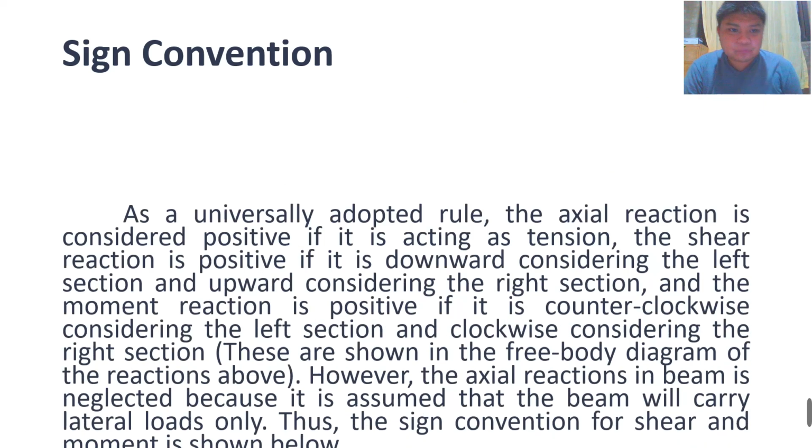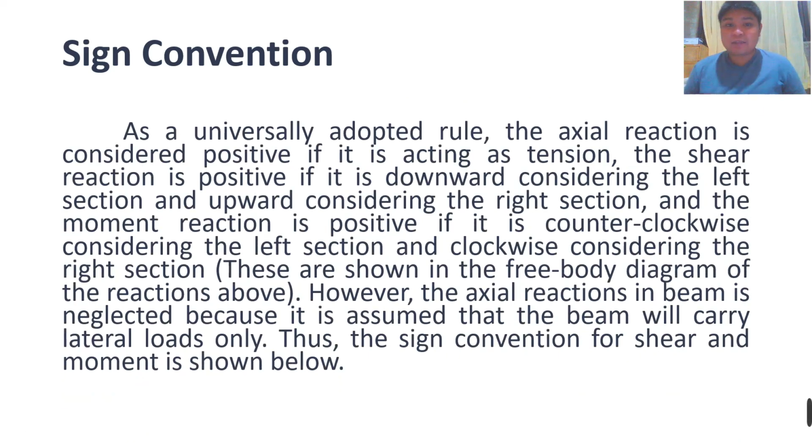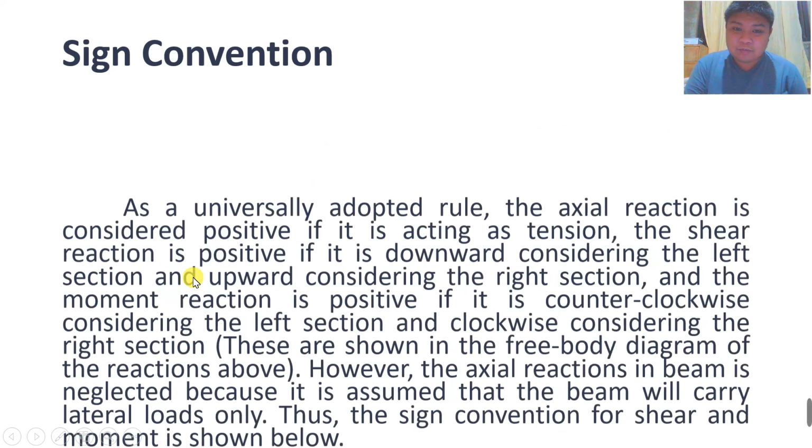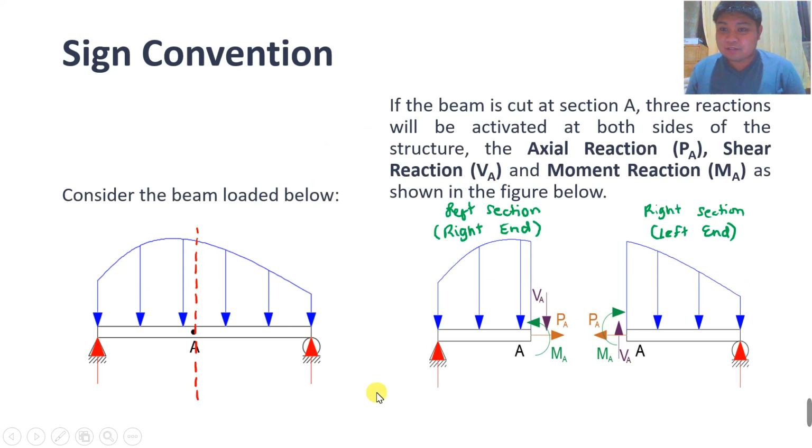So, katulad nga ng kasasabi ko lang, as a universally adopted rule, the axial reaction is considered positive if it is acting as tension. The shear reaction is positive if it is downward considering the left section and upward considering the right section. So, nagre-reflect siya sa discuss ko pa lang, no, dito sa video ito. And the moment reaction is positive if it is counterclockwise considering the left section and clockwise considering the right section. So, these are shown in the free body diagram of the reactions above. So, ang tinutukoy nung above na yun, class, this one, no, this figure.